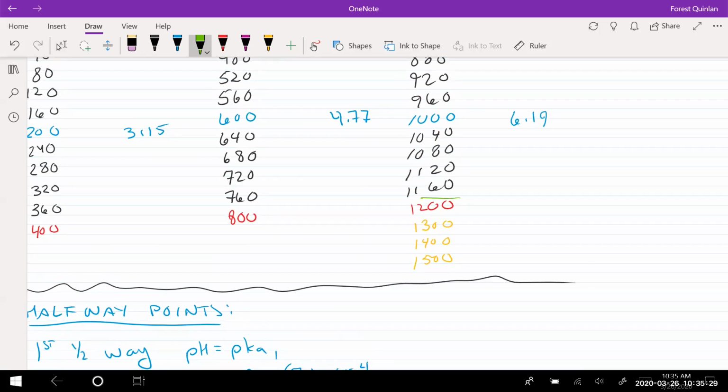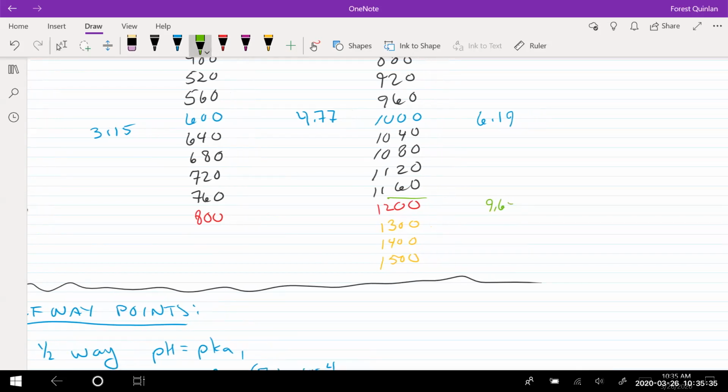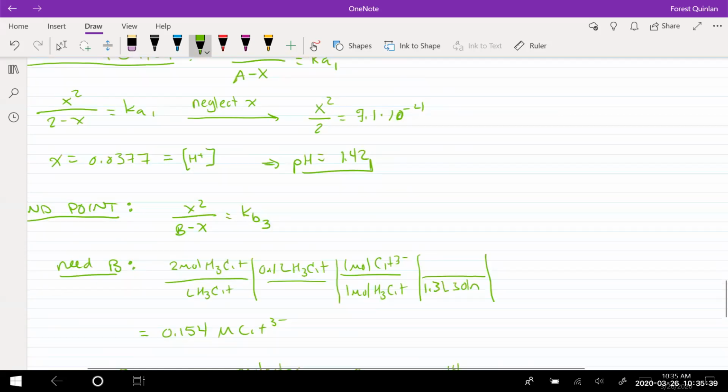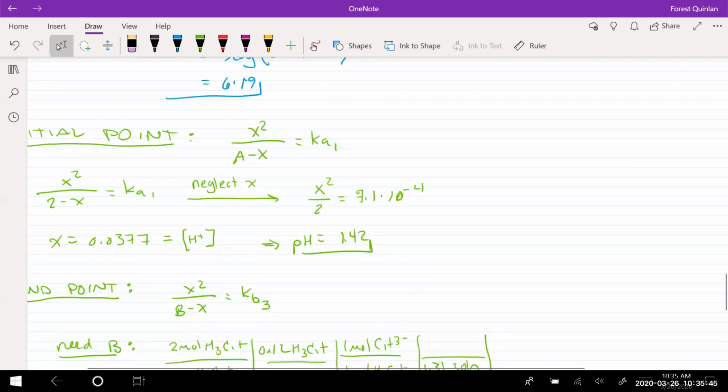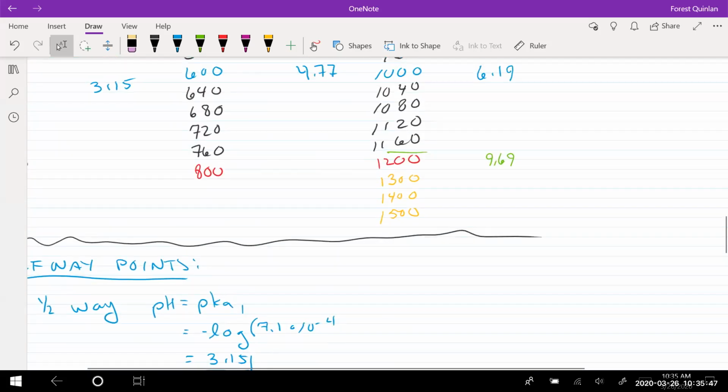The only thing I was a little confused on, I was thinking that would be the concentration of Cit2 minus, but it makes sense that it's OH minus. No, it's the Cit3 minus, right? Oh. Because we're at the end. Oh, yeah. Okay. So we are at the end.